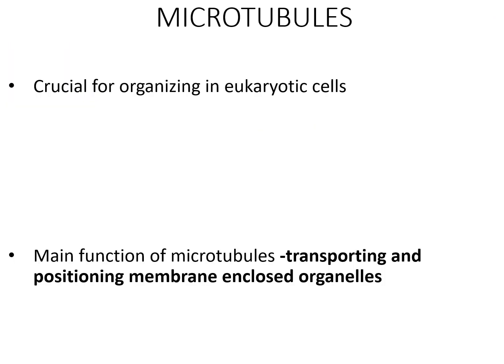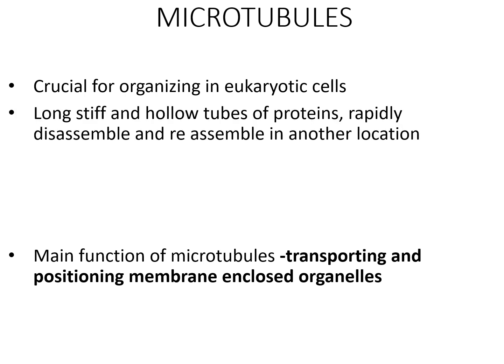So microtubules have a crucial organizing role in all eukaryotic cells. Microtubules are long, relatively stiff, hollow tubules of proteins. They can rapidly disassemble in one location and reassemble in another location. So they are a very important part of our cytoskeleton.